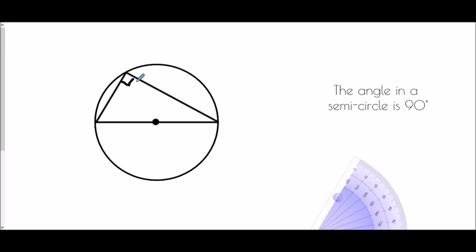Well, this, in fact, is just a very special version of the previous rule, because this is the angle at the circumference, and this is the angle at the centre. The angle at the centre is 180 degrees, and therefore the angle at the circumference must be half of that value, 90 degrees.